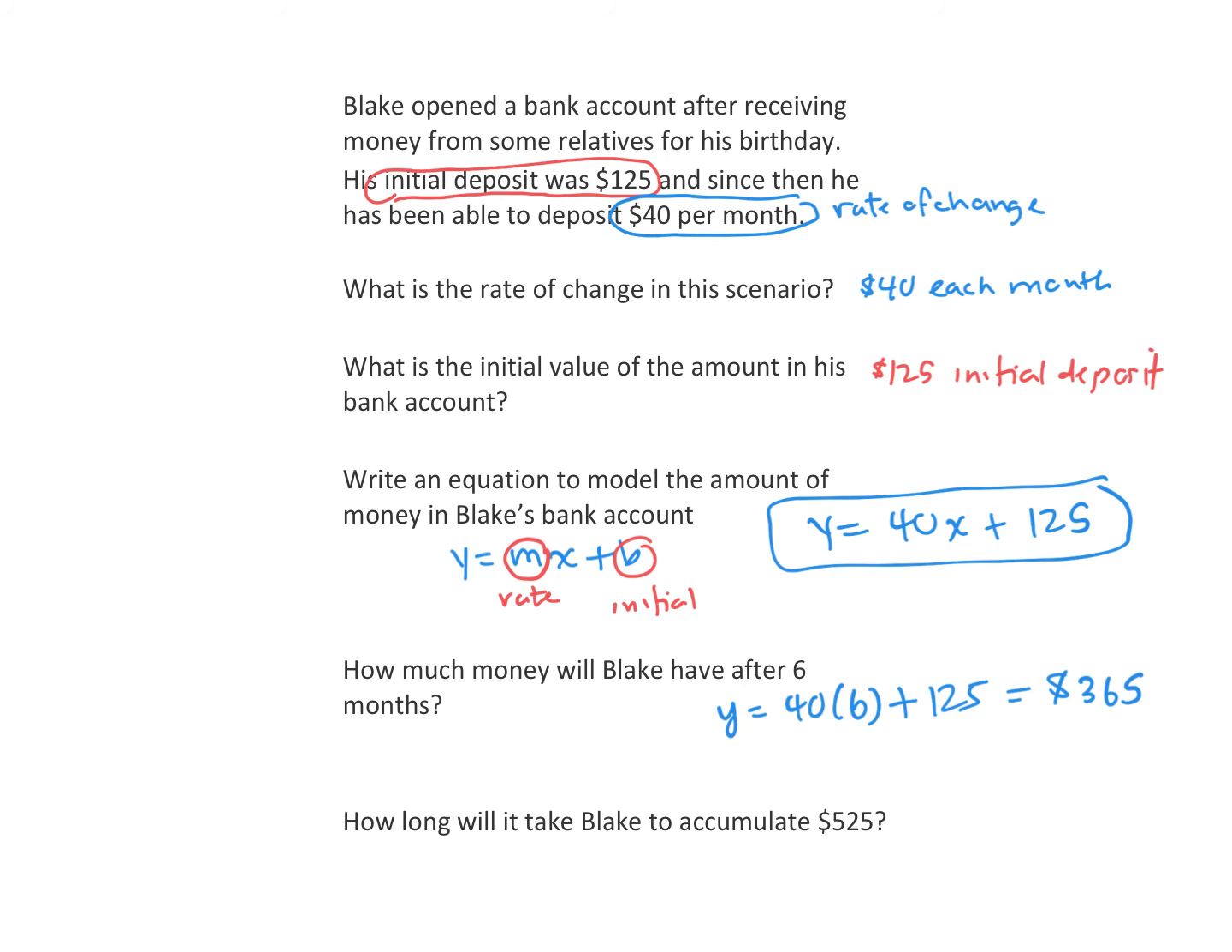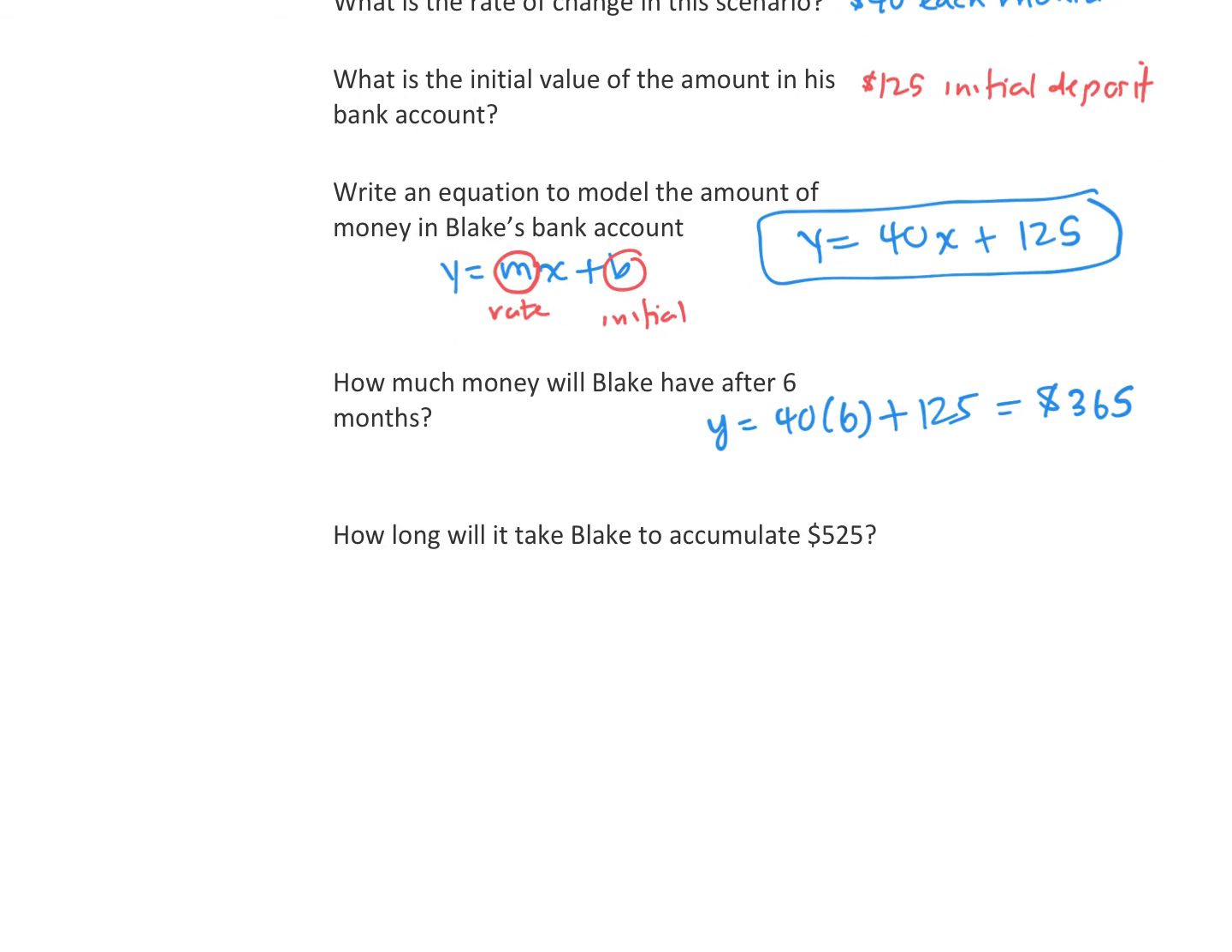And then we can also look at how long it would take to accumulate $525. So we know the pattern. So we want to know, what if we ended up with $525? How many months would that take? So we want to solve for x, the number of months.